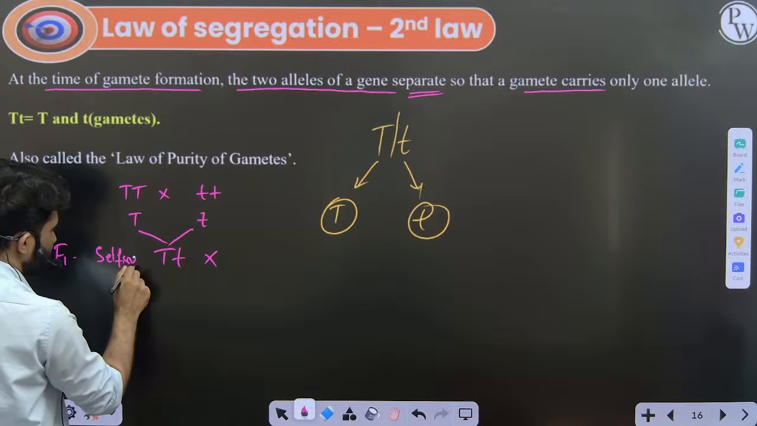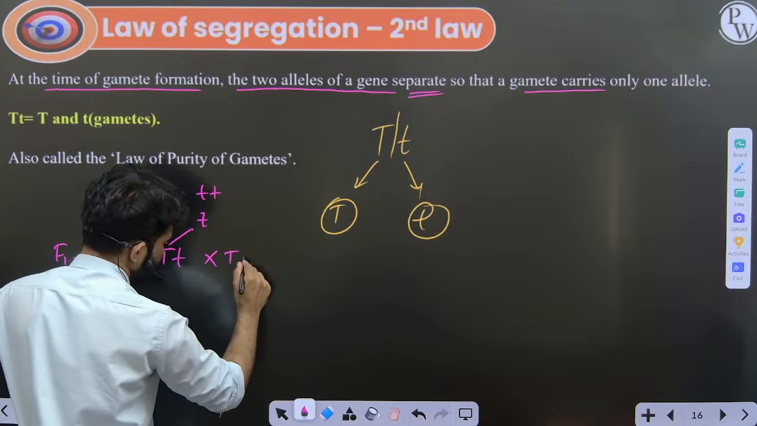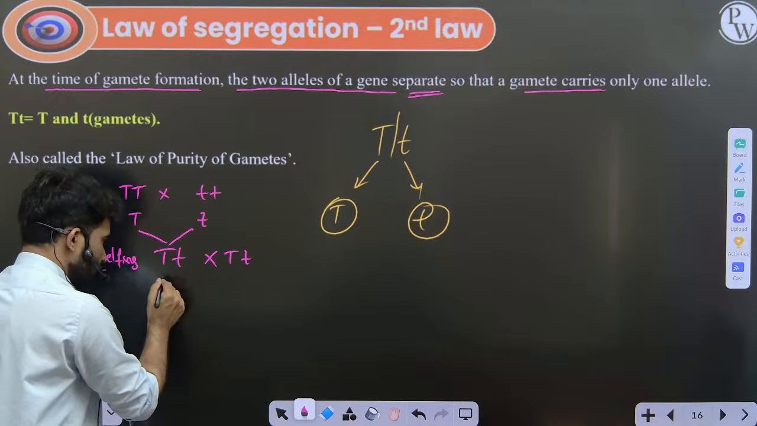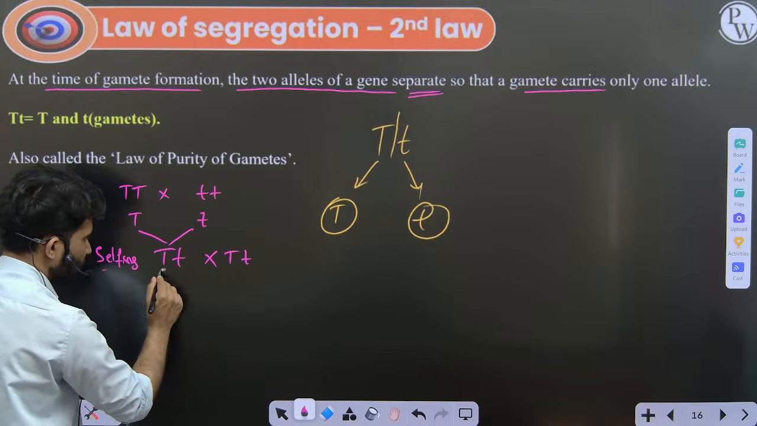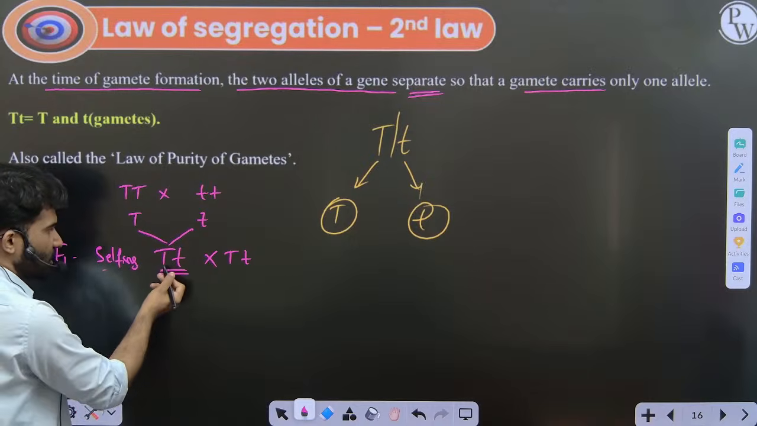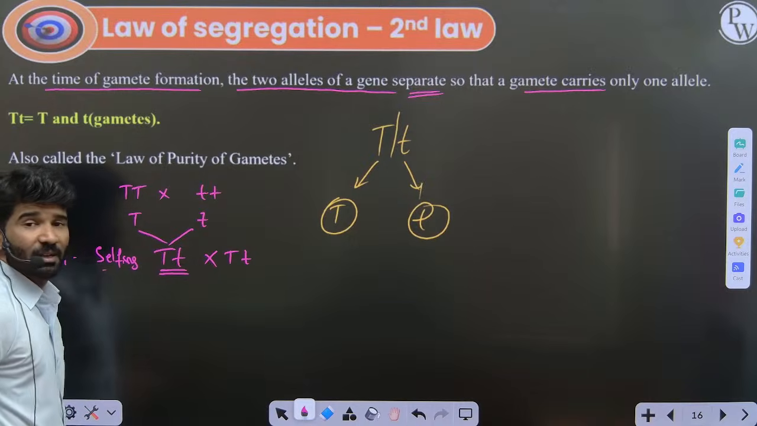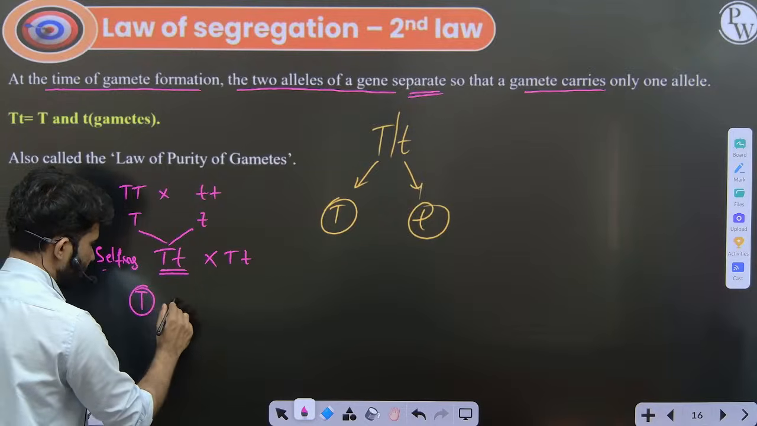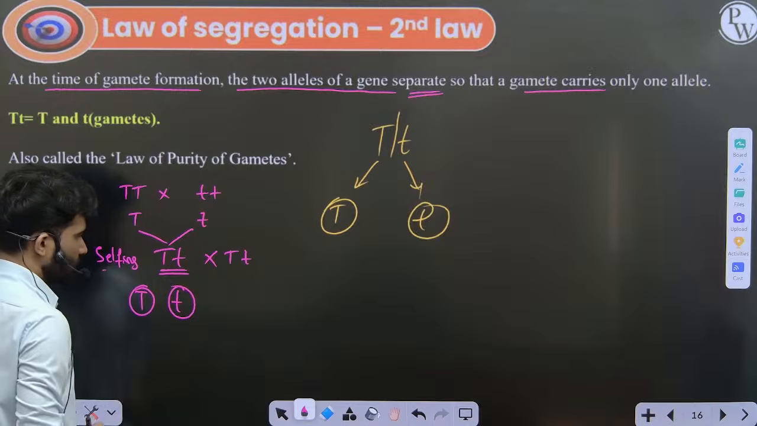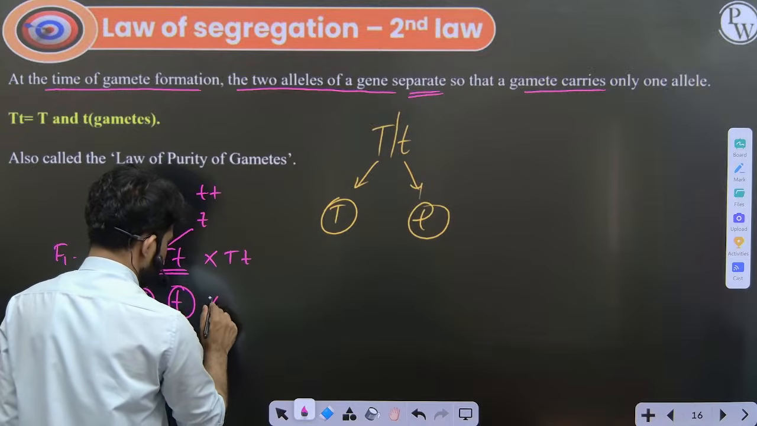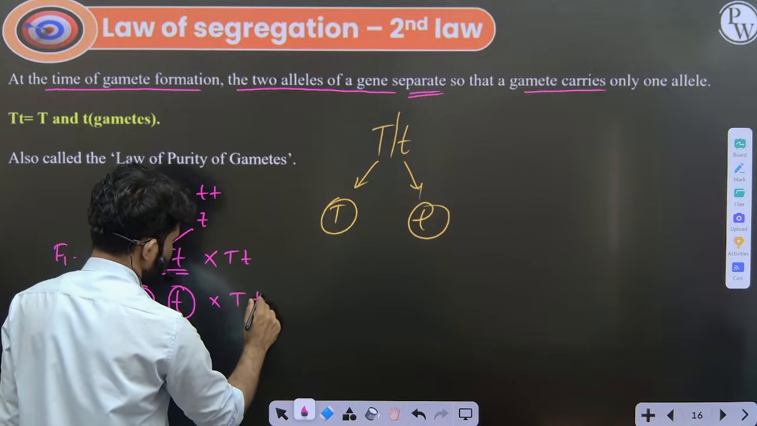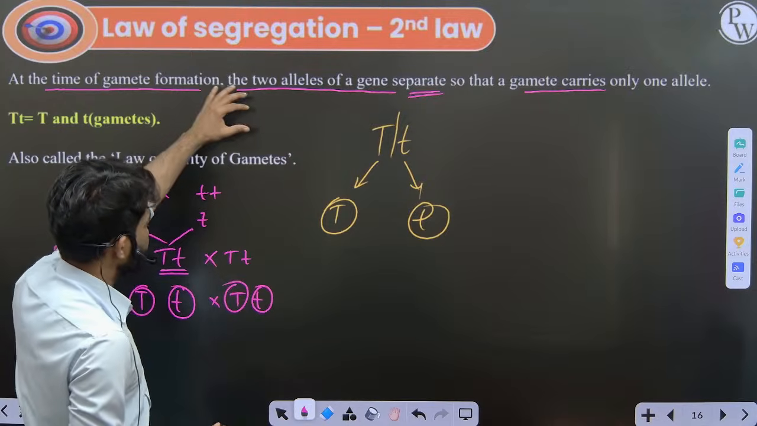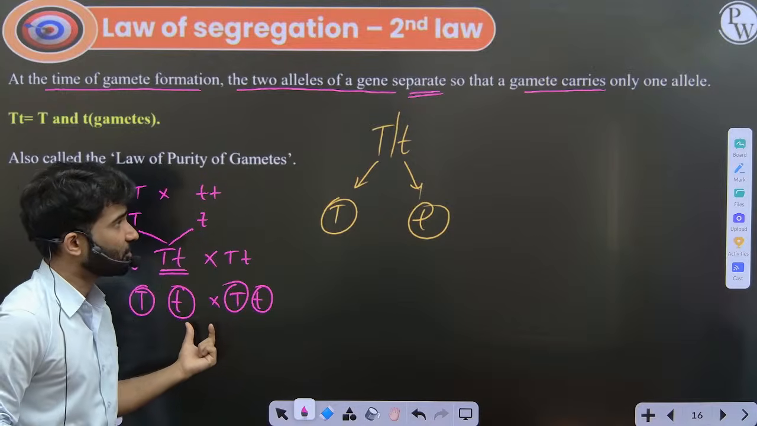Right. Self-pollinate, yes, that is capital T, however, tall. So what happens during the gamete formation? The alleles will separate. The dominant allele will separate, and the recessive allele will separate. They will form haploid gametes. This is how the alleles are going to separate during the gamete formation.